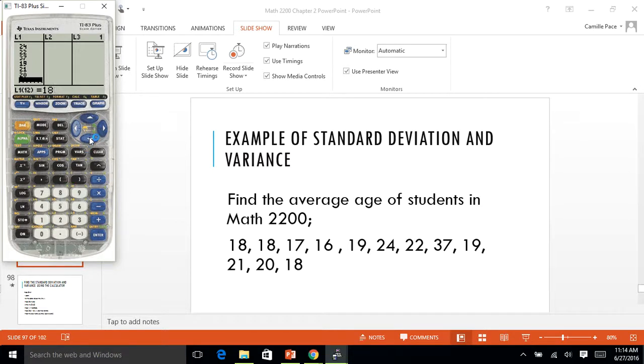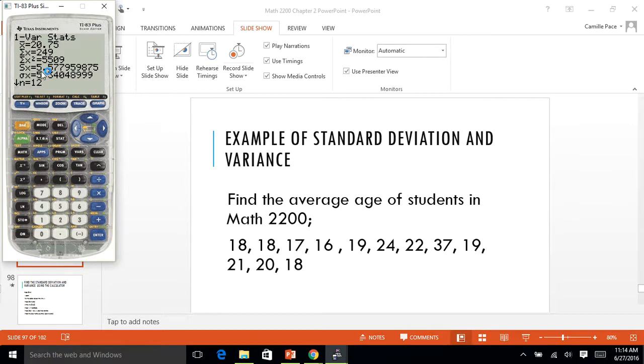So I have my data in there, and then I go to stat again, and I go to calculate, and then I hit enter, and hit enter again. Remember my mean was 20.75. I'm not worried about that now. I'm going to skip the summation of x and the summation of x squared. I'm going to go here to Sx. This means sample standard deviation.